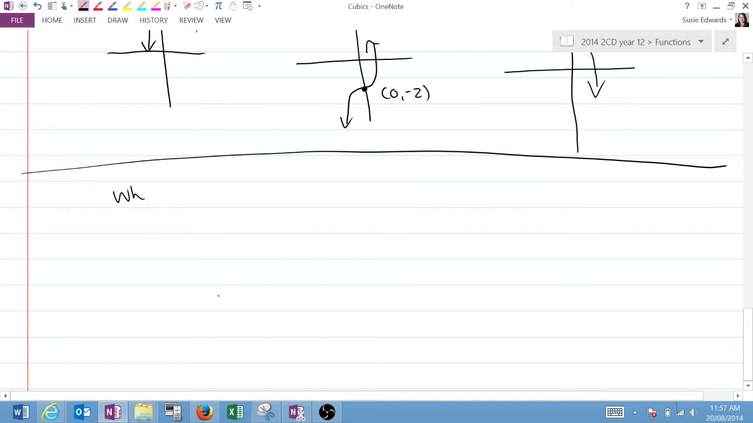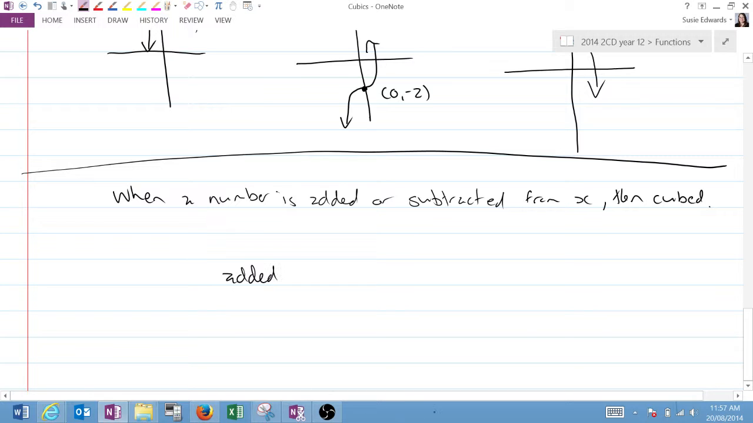So we just need to write some notes about that rule. So when a number is added or subtracted from x, then cubed. Okay, so that means it's in the brackets and then it's cubed. If something's added, we move left. If something's subtracted, we move right. Can you write that down, please?